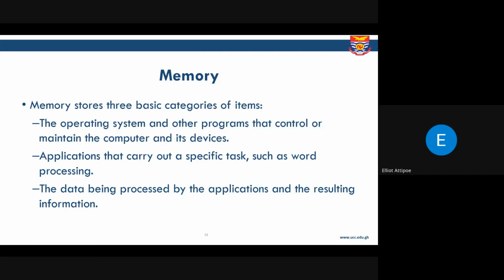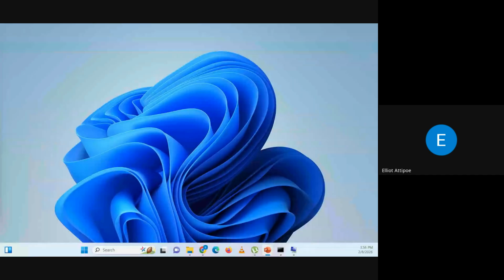So first of all, when you boot the computer, when it starts, the operating system is loaded into the computer's memory first. That's one key thing you need to understand. When you are booting, it is the OS that is being loaded into the computer's memory. Applications that carry out specific tasks, their instructions go to the memory. So the memory plays a key role. It affects the speed and everything.